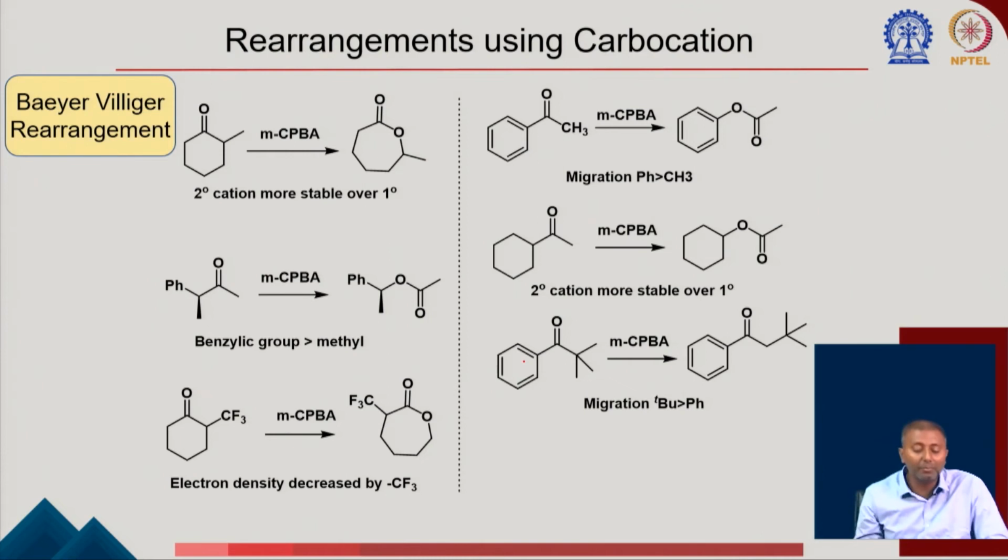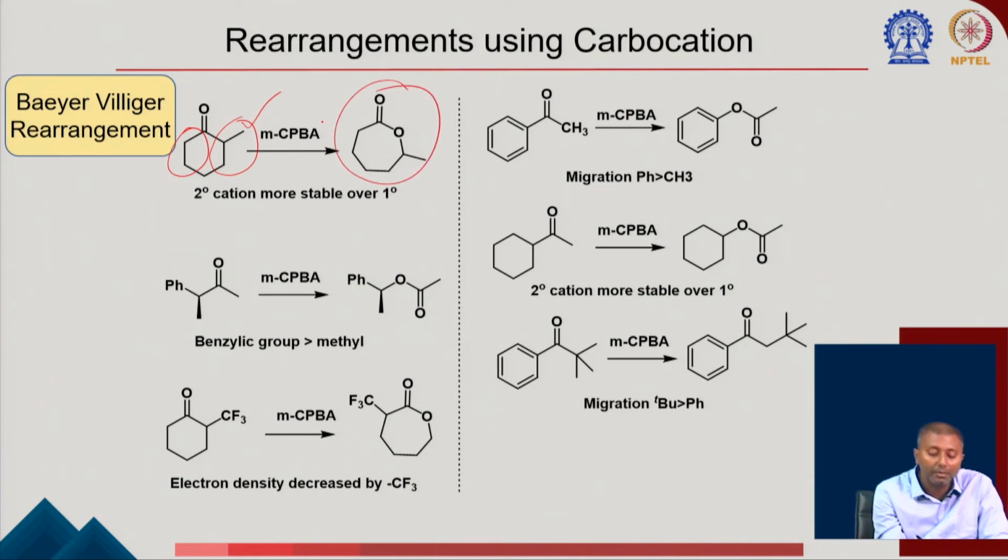So here are some examples. If you treat this compound with MCPBA, what is happening? There are two different possibilities. Once you make this Criegee intermediate, you have to think about the two different sites, which side can again stabilize the carbocation more. We can clearly see this will be the winner, having a secondary versus a primary, so it will form this product. Again, in this product you have a methyl on one side and a benzylic on the other side.